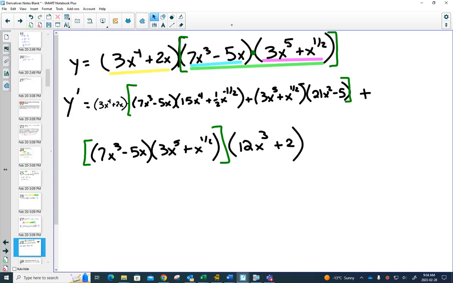So what did I do? I kept the first one the same. The derivative of the second one was huge. Plus, kept the second one the same, even though it was huge. Derivative of the first one. And when I did the derivative of the second one in the green brackets there, I had a product rule inside of it. So it became very, very long.